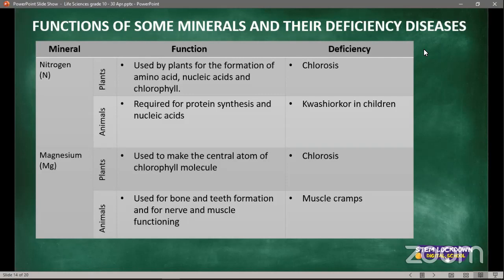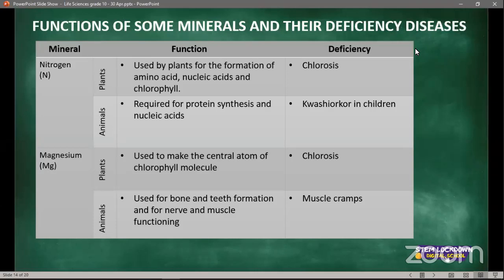You know what kwashiorkor is? It's a medical condition, right, guys? Whereby the diet is low. It is malnutrition, actually. The diet is low in proteins. I see a lot of yeses. Sure, guys. So kwashiorkor in children is a type of malnutrition, which is due to the diet being low in proteins.